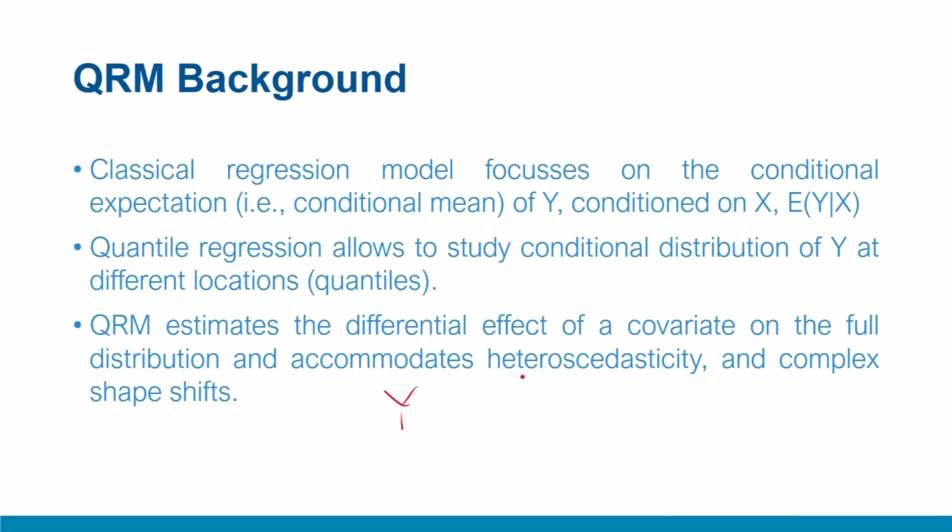And also, if there is a problem of heteroscedasticity, that means variance of error term is not constant, or there is a complex shape shift. By shape shift, we mean the impact of covariate on different y is different. For example, the impact of x at lower quantiles of y versus the impact of x on higher quantiles may be different. So the shape or the relationship may change over the conditional distribution of y. QRM is fully capable of capturing that.